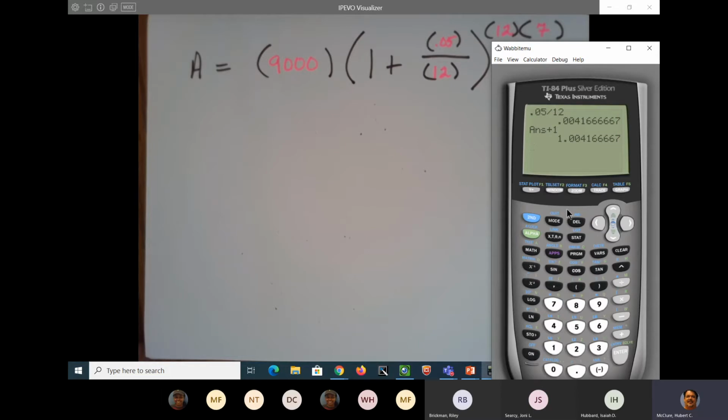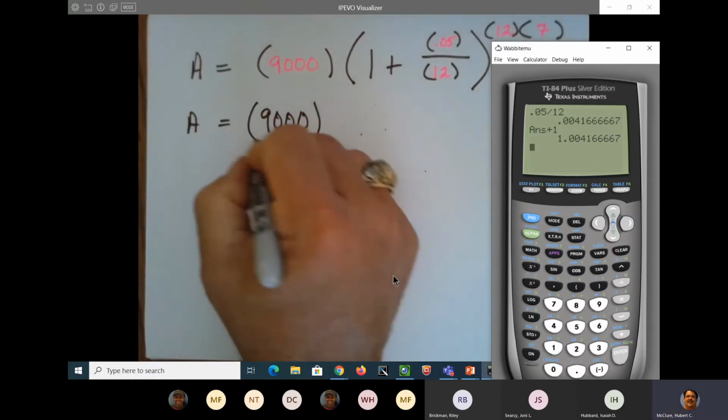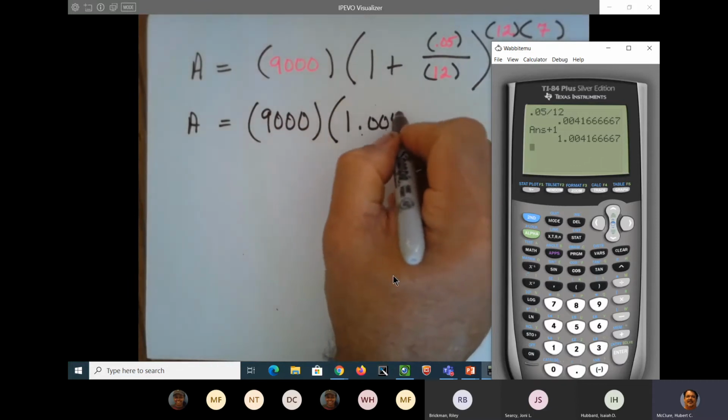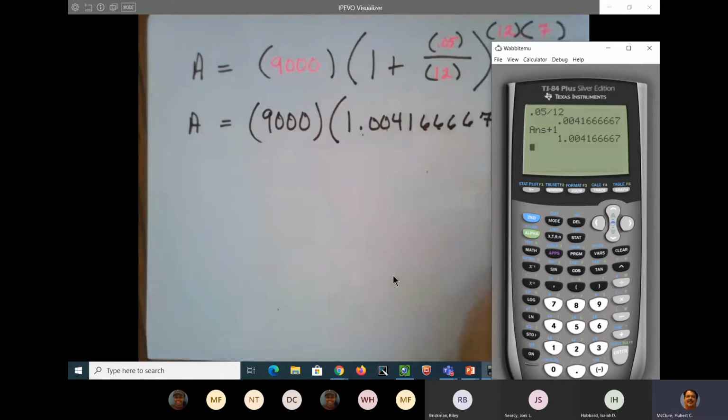Now, if you don't have a TI-83 or better, then you might have to do this differently on your phone or whatever you're using as a calculator. I'm doing it by the TI. Inside the parentheses, I'm going to write this down so you can keep it in your notes. So A is equal to 9,000 times 1.0041666667. And I'm going to raise that, so hit the caret symbol right here. Parentheses 12 times 7 close parentheses.